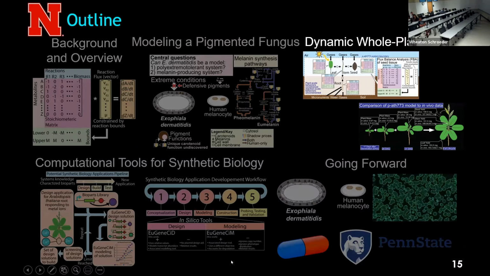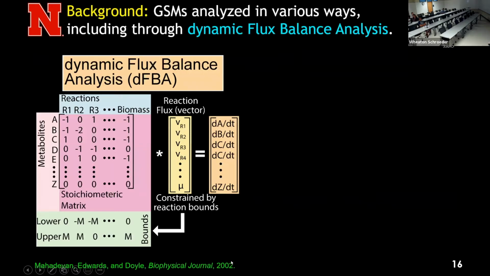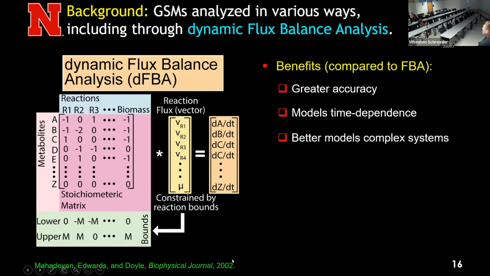So this first project focused on FBA. The second project is going to actually focus on the next tool that I talked about in the introduction, which is dynamic flux balance analysis. And we're going to apply this to study the life cycle of a particular plant. So again, dynamic flux balance analysis is like taking a video of our metabolism across time. It has a few advantages compared to FBA, including that it can have greater accuracy. You can model time dependence, and you can better model complex systems.